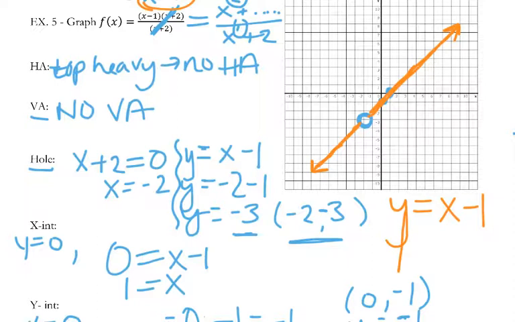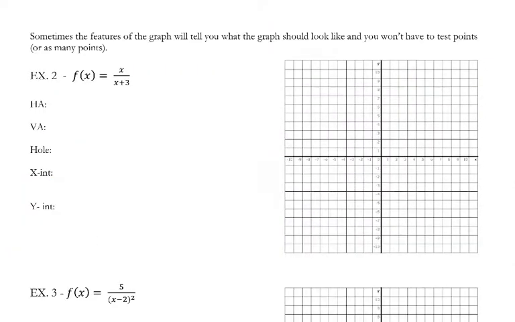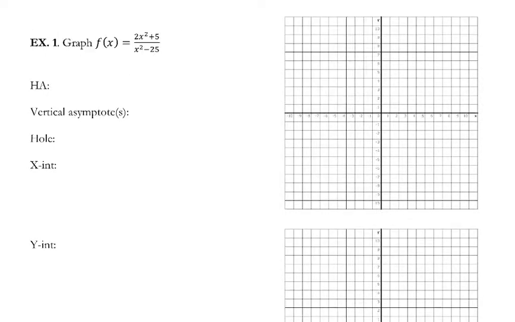Let's go back now to example 1, the final example. We haven't done that one yet. Okay, so we're back at example 1. Graph f of x equals 2x squared plus 5 over x squared minus 25. Let's factor this right away. The top doesn't factor, so we have 2x squared plus 5 over x minus 5, x plus 5.